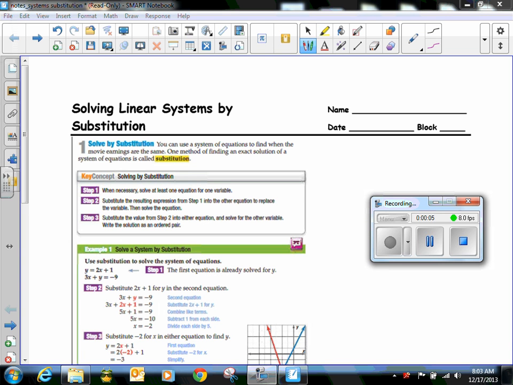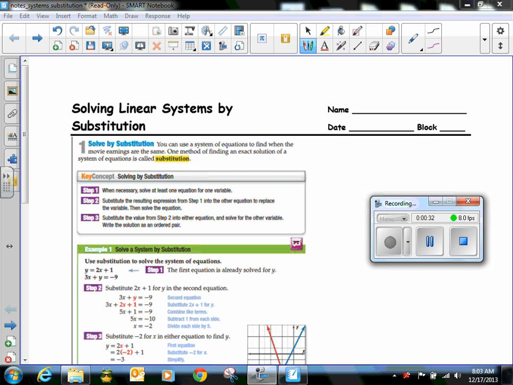Today we're going to talk about solving linear systems by substitution. Now what you already did is you solved them by using the graphing method, using your calculator. And now we have several ways that we need to be able to solve systems. The next way that we're going to do it is by using what we call substitution. You can do this without a graphing calculator, believe it or not, and be able to figure it out as well.